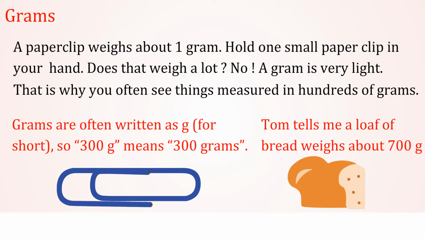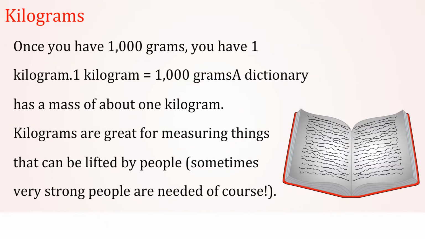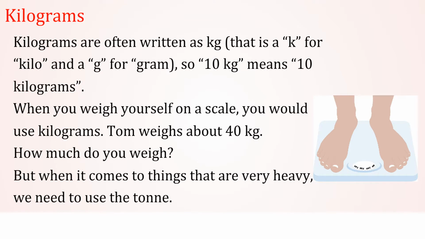Tom tells me a loaf of bread weighs about 700 grams. Once you have 1000 grams, you have 1 kilogram. 1 kilogram is equal to 1000 grams. A dictionary has a mass of about 1 kilogram. Kilograms are great for measuring things that can be lifted by people. Sometimes very strong people are needed, of course. Kilograms are often written as kg. That is a k for kilo and a g for gram.